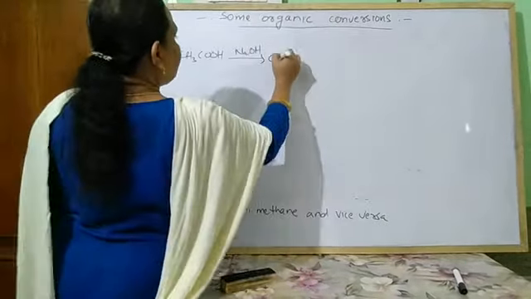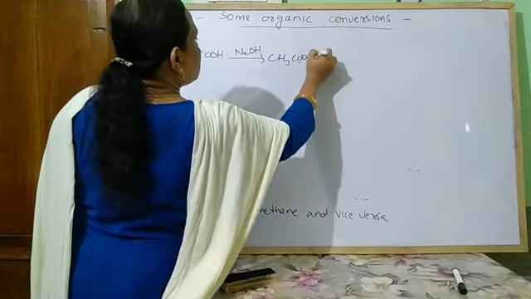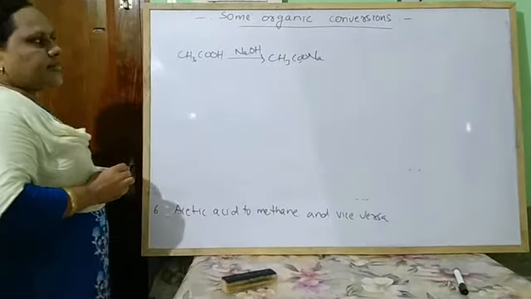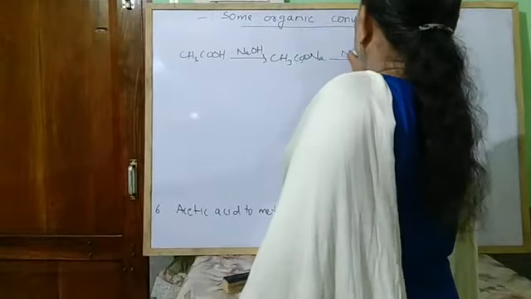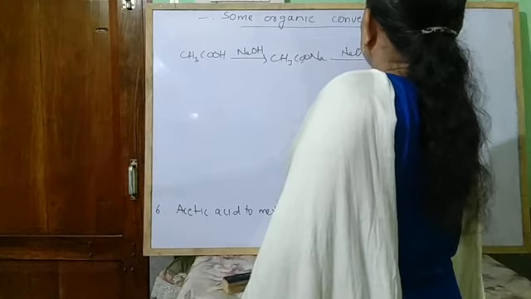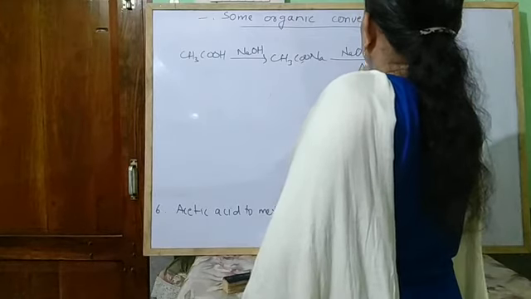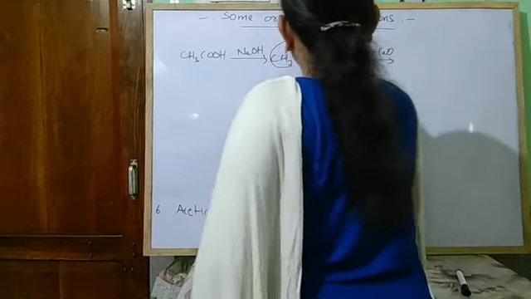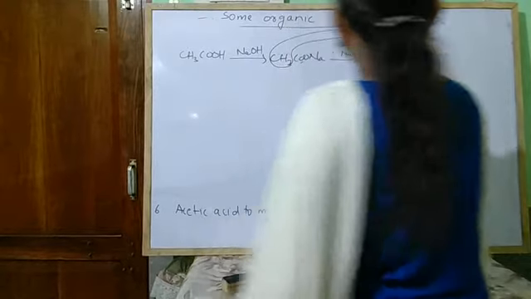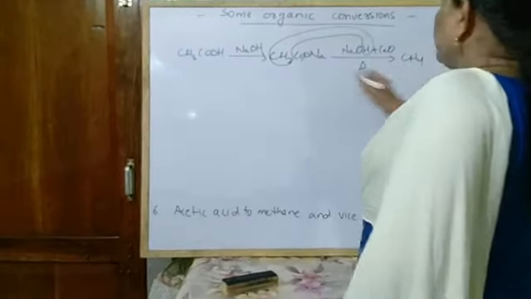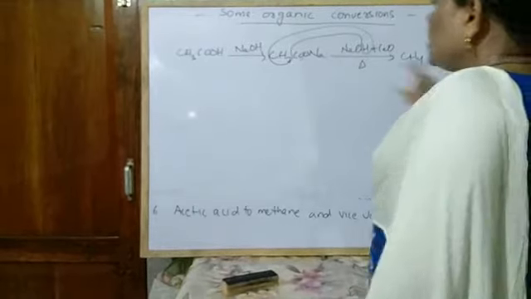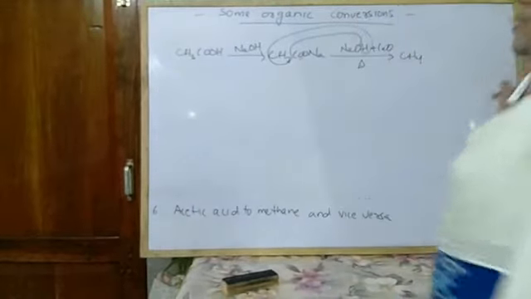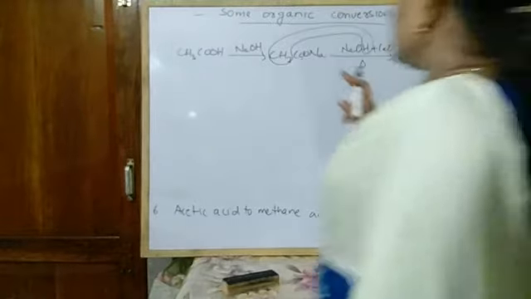NaOH, forming sodium acetate. And sodium acetate when treated with soda lime, this CH3 combines with this hydrogen, it forms CH4 minus Na2CO3. No need to write the side product, you only have to write the main or important products. So this is acetic acid to methane.